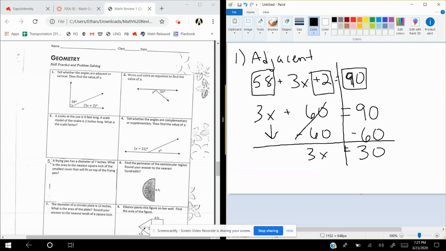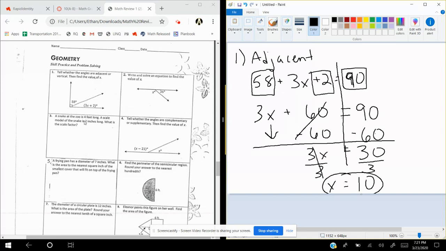Now I got to figure out what x is. 3 is a coefficient, and 3 is being multiplied to x. So to undo this multiplication between 3 and x, I'm going to divide both sides by 3. 3 divided by 3 simplifies to 1, so I'm left with 1x equals 30 divided by 3, which happens to be 10. So the value of x, which is what it's asking, is 10.